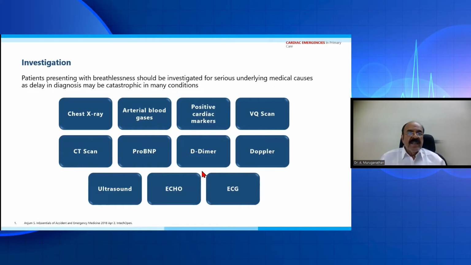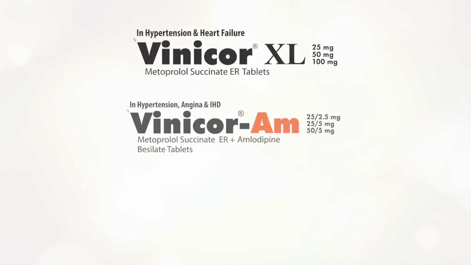What are the investigations? Of course, you do chest X-ray, arterial blood gas, cardiac markers, PET scan, CT scan, pro-BNP to rule out heart failure, D-dimer to rule out pulmonary embolism, Doppler, ultrasound, echo, and ECG.